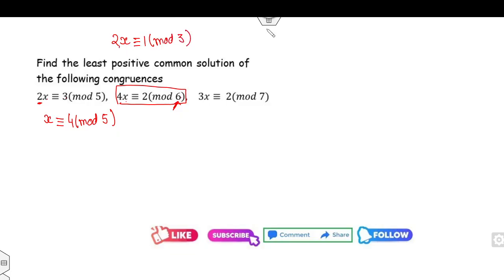Then again I can make it 1. I can multiply by 2. 4 modulo 3 is 1. Multiply by 2, it is x congruent to 2 modulo 3.